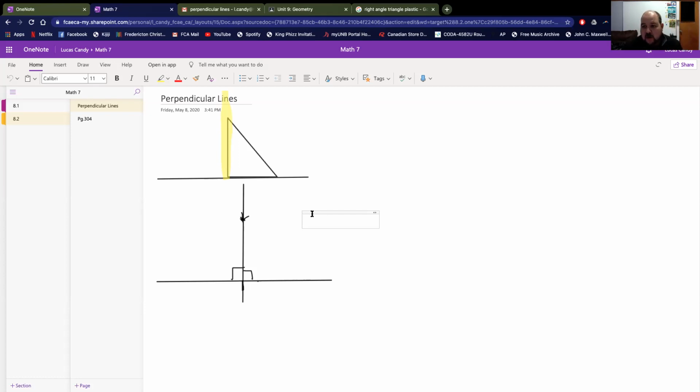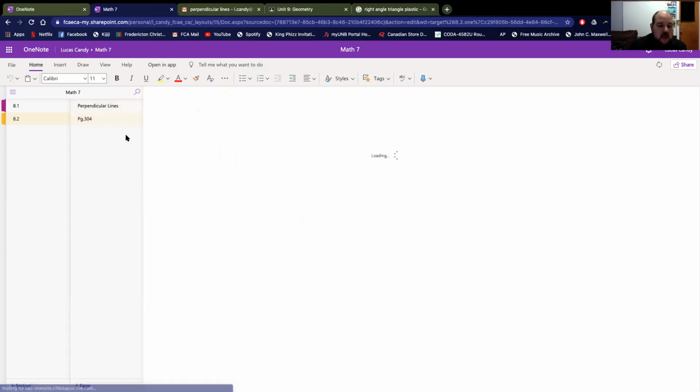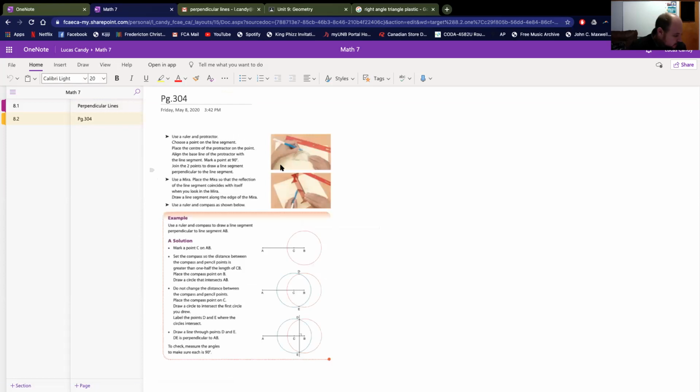The next way, which I'm not going to show you, is using a mirror, which would be on page 304. You can see they use these little special tools. You've probably used them before in math. It's a way to kind of give a reflection, but you can use that to draw one as well.